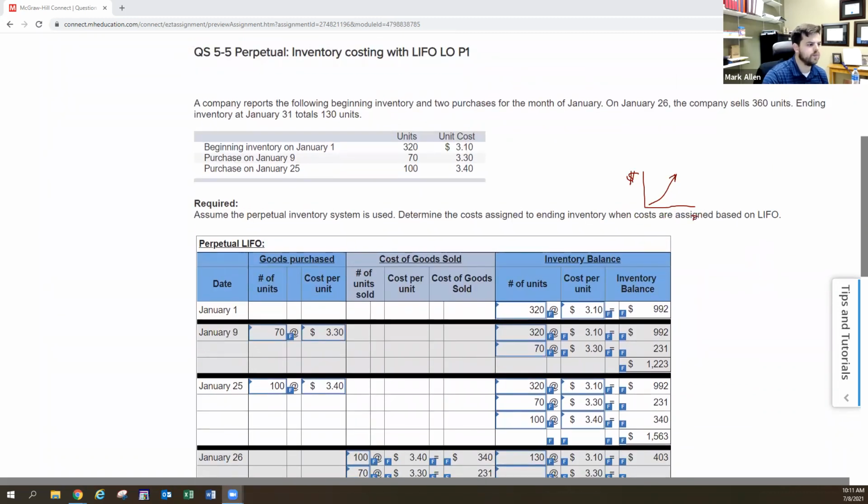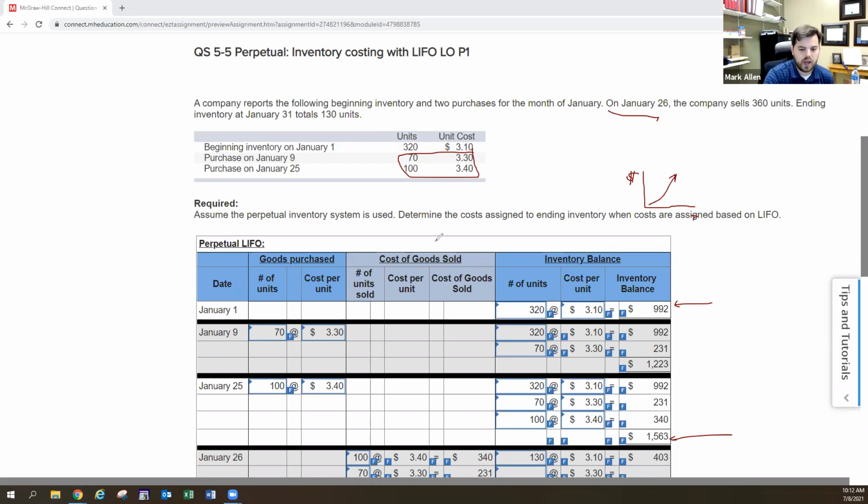In this case, we see that we had beginning inventory, 320 at 310. So that'll simply drop straight in. We then see, once again, the sale occurs on January 26th, so it'll be at the end again. And we had two purchases, and those two purchases simply drop straight in, all the way to this point. The numbers are different, but the process is identical between FIFO and LIFO because there has not been a sale. The difference occurs when the sale happens.